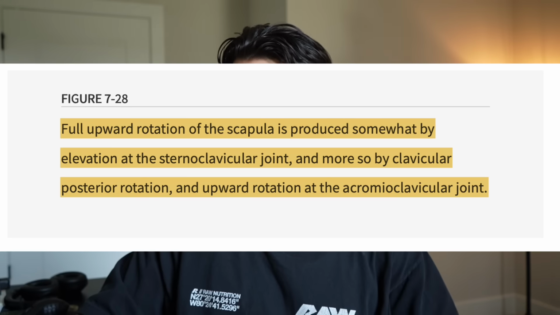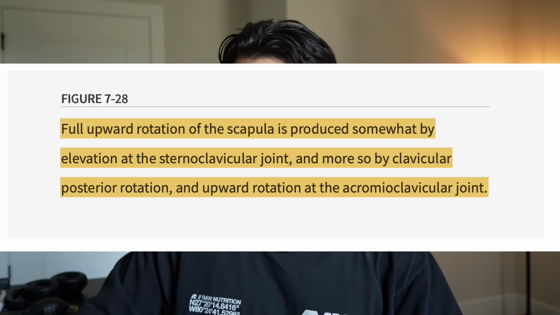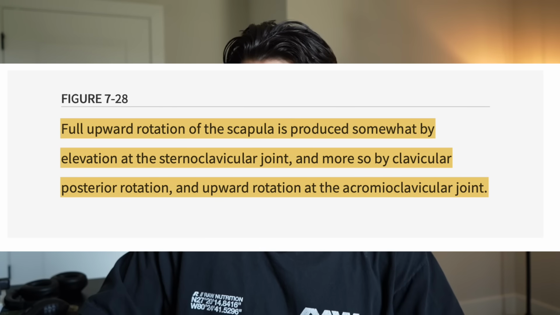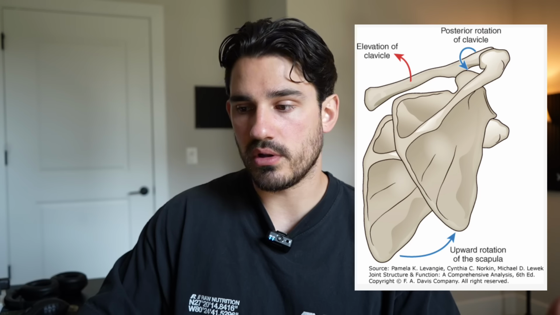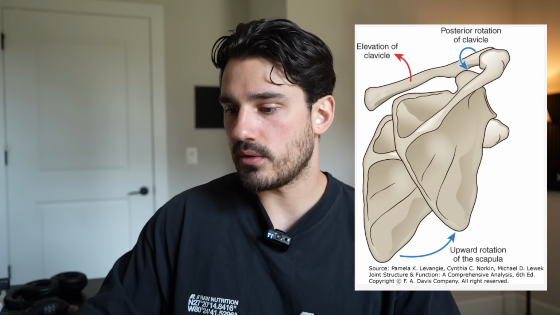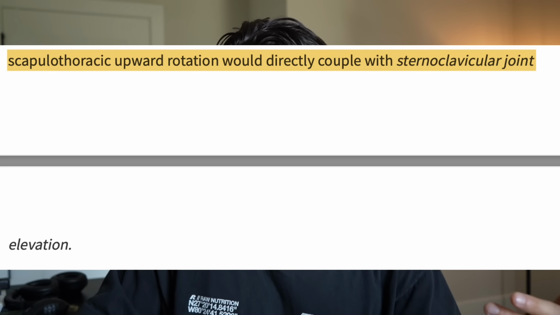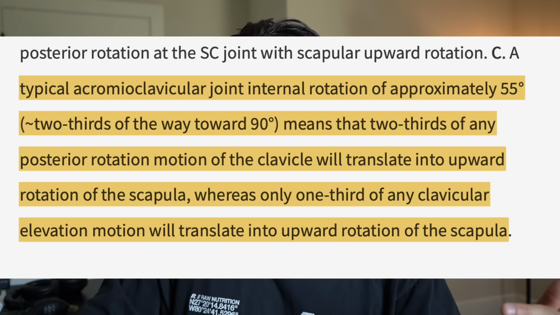Here's another instance of that. Full upward rotation of the scapula is produced somewhat by elevation at the SC joint and more so by clavicular posterior rotation and upward rotation. So I'm not denying that upward rotation is a thing, but again, we see evidence that this is paired. Okay, here's a visual of what that actually looks like. And then also, just to hammer this point home, scapulothoracic upward rotation would directly couple with the sternoclavicular joint, okay? Another one which basically says typical AC joint internal rotation, I won't go over that, whereas only 1/3 of clavicular elevation motion will translate into upward rotation. So you get the point, right?